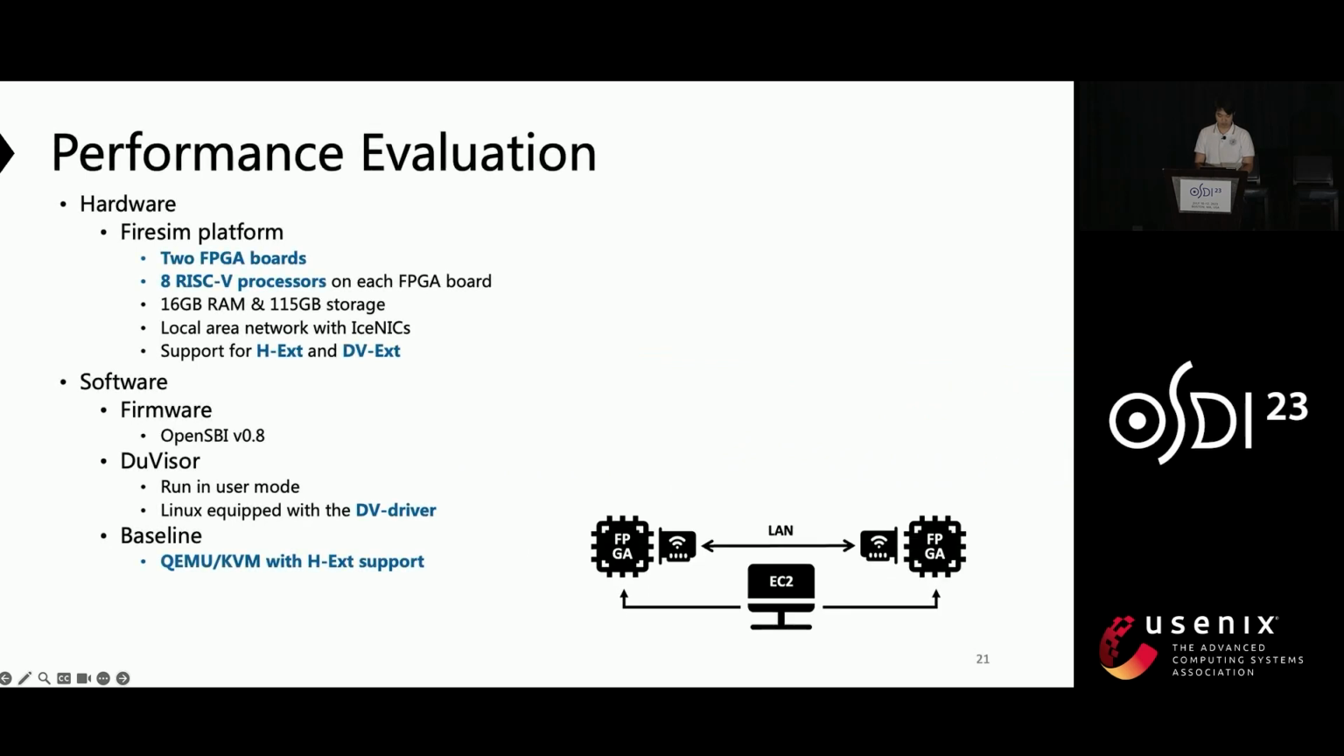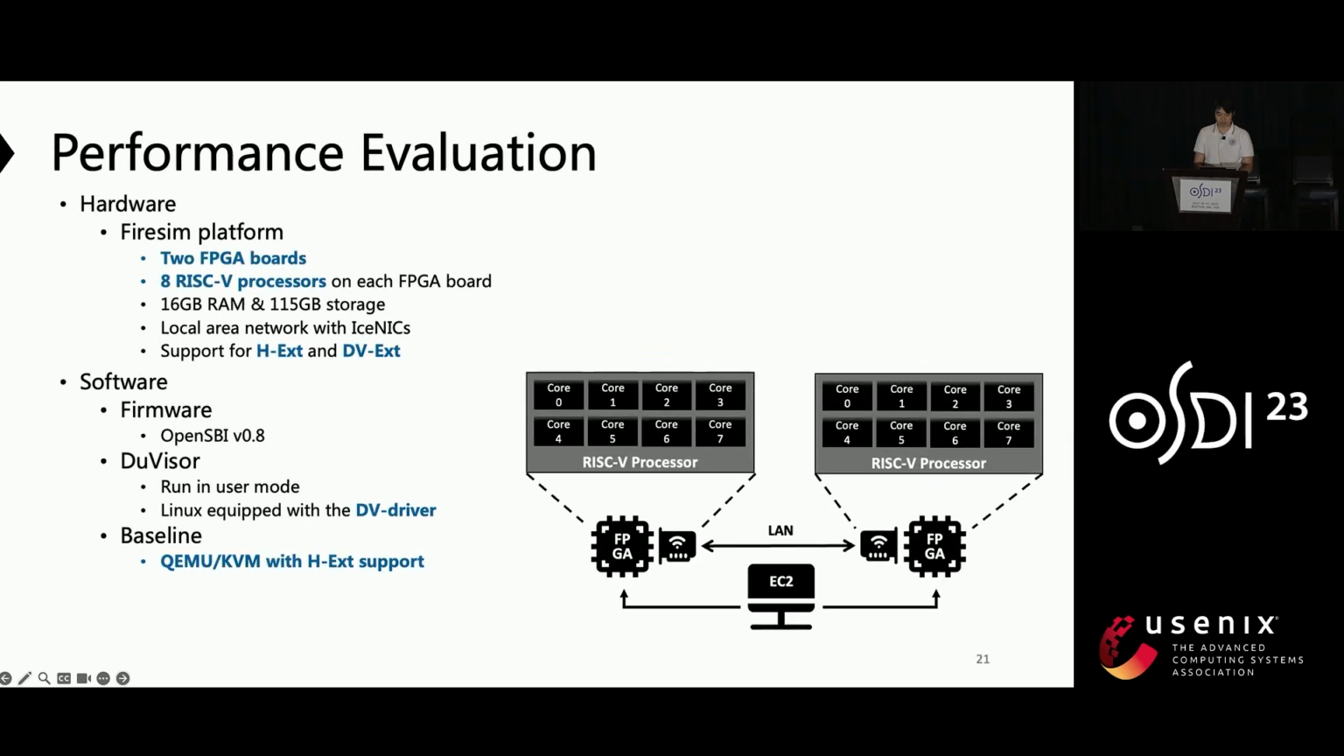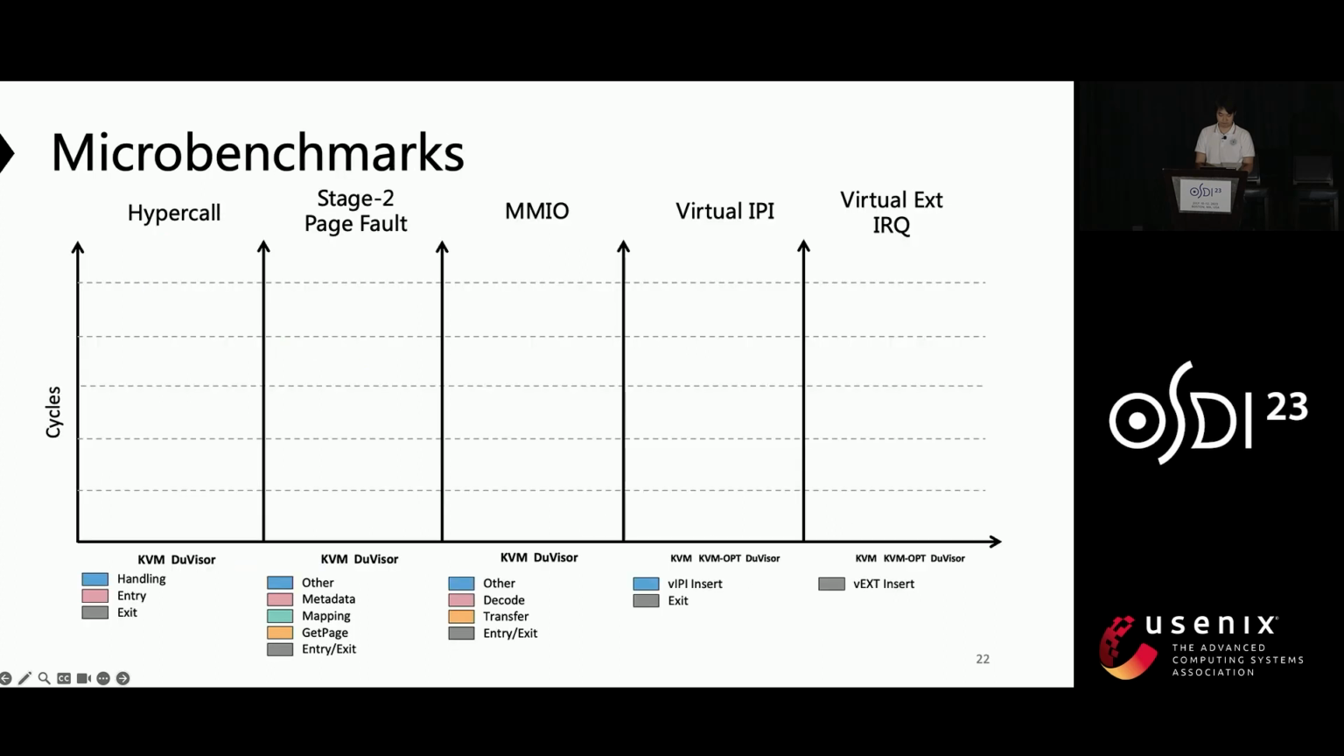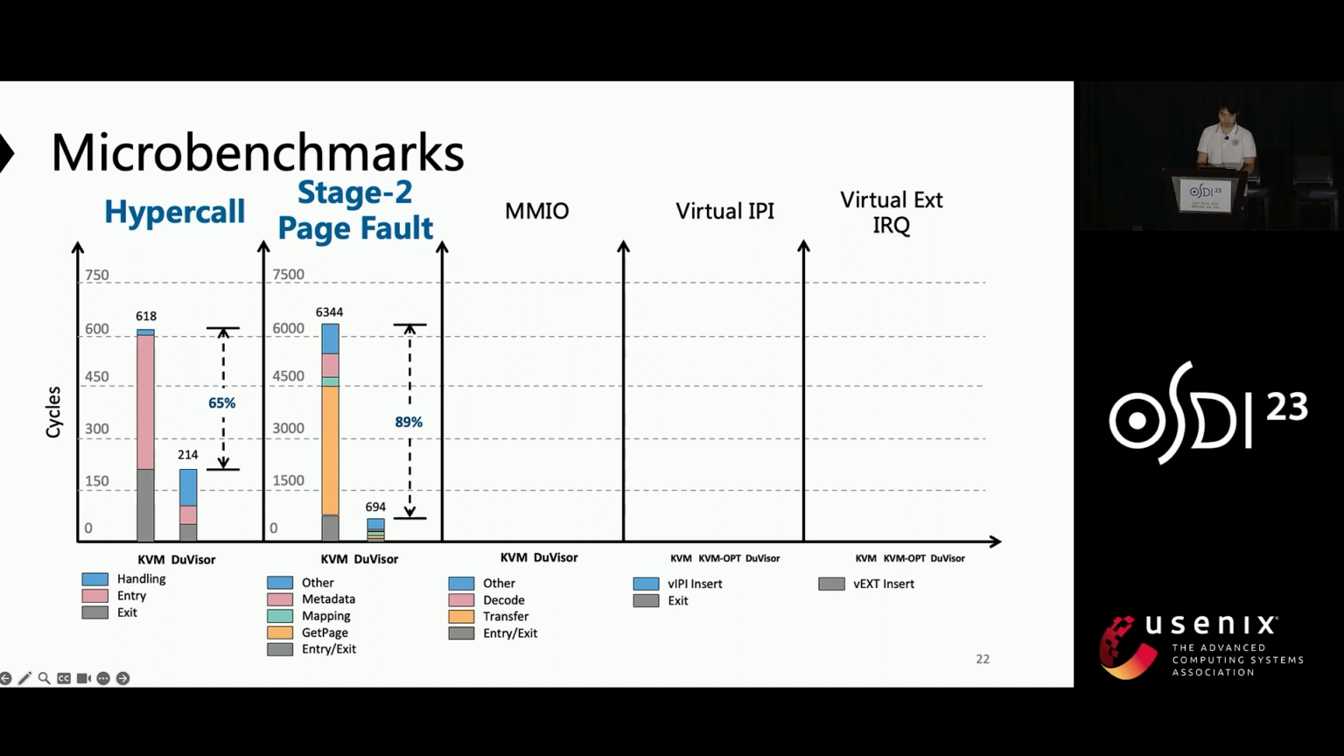We performed the performance evaluation on the cycle-accurate FireSim platform with 2 FPGA boards. Each FPGA runs an 8-core RISC-V processor with the hypervisor extension and the DV extension. We use OpenSBI as the firmware and Linux as the host and the guest kernel. Our baseline is QEMU KVM. Here are the macro benchmarks. Lower overhead is better.